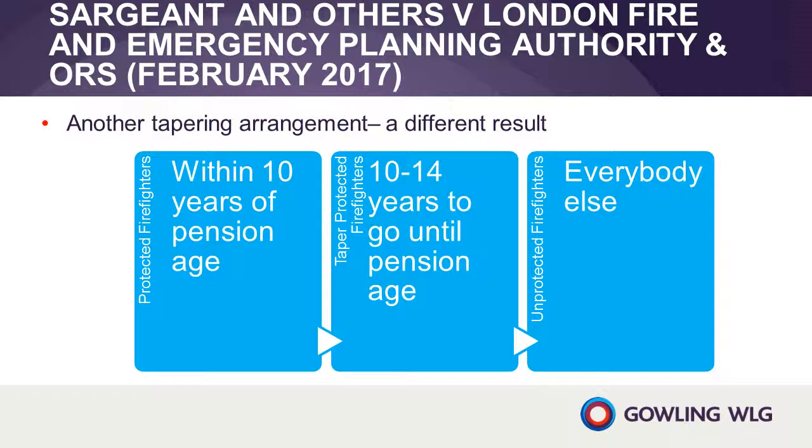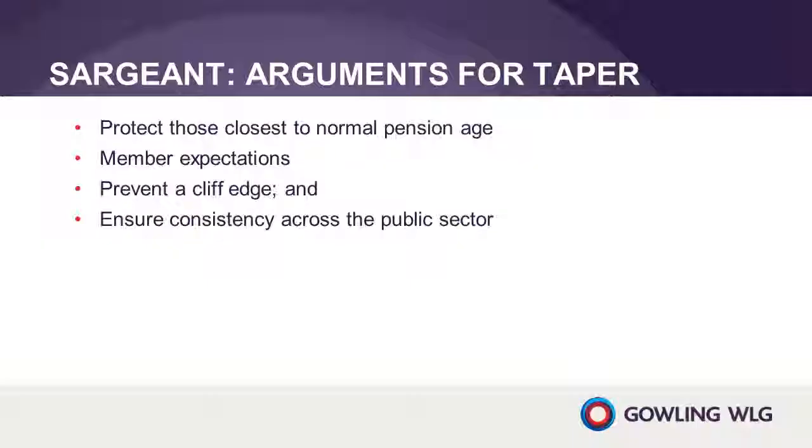Then we had the Sargent decision just a month later, in February of this year. So this was another tapering arrangement with a different result at the Employment Tribunal. It was also in the same context, so the government was looking to make changes to various public sector pension schemes in order to put them on a more sustainable footing for the future. And again, discussions with the trade unions were in no small part influential in terms of the decisions put in place: a 10-year transitional arrangement, does it sound familiar, which was intended to soften the blow for firefighters who were within 10 years of the normal retirement age, this time under the firefighters' pension scheme.